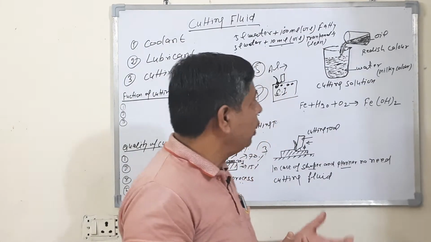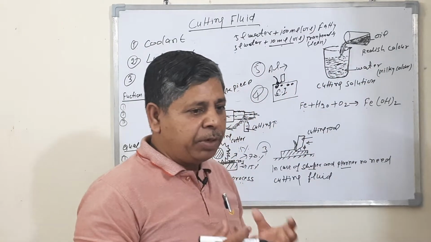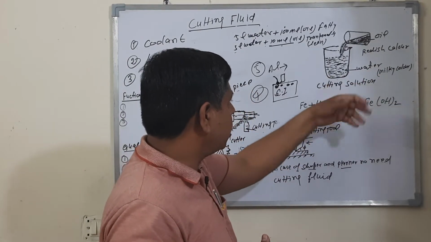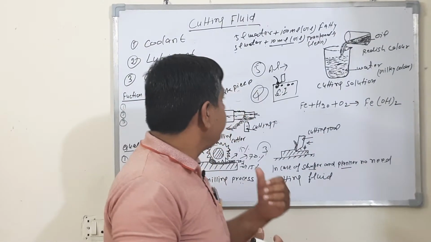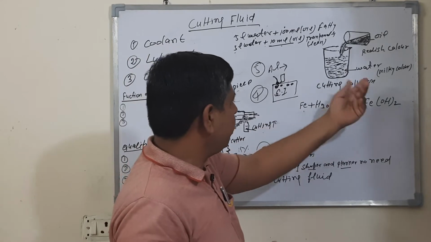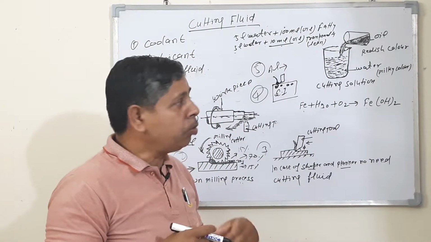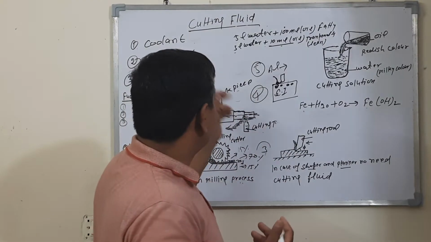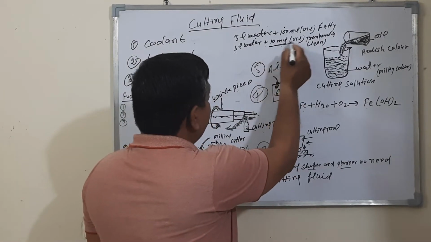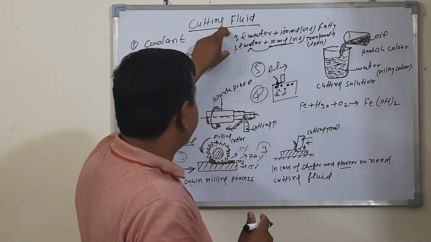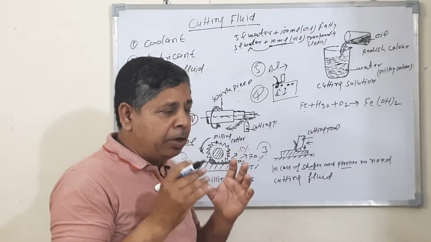How is it prepared? Cutting fluids are available in the market in a reddish color. After preparing the cutting fluid, it becomes a milky color. How do we prepare it? 10 ml of oil is added to 5 liters of water. While preparing, you should keep something in mind.